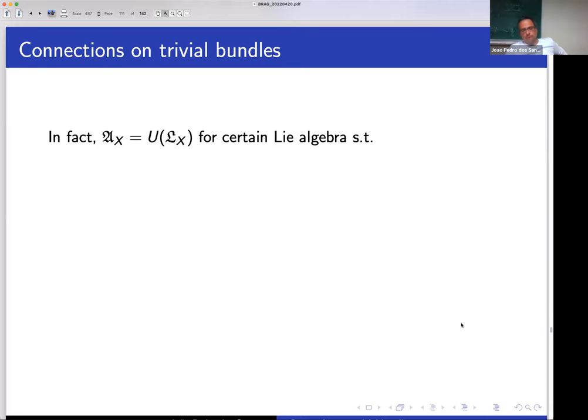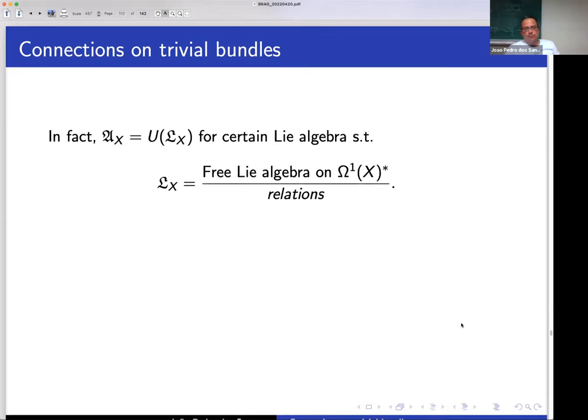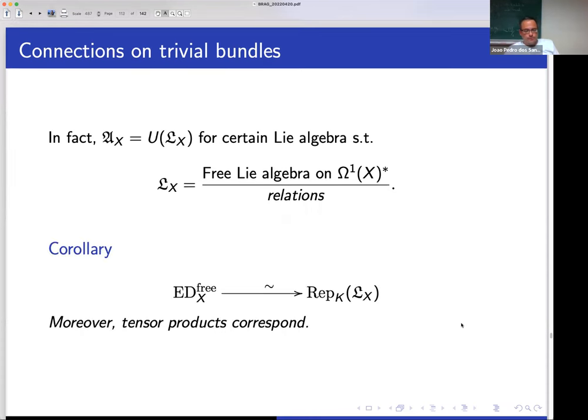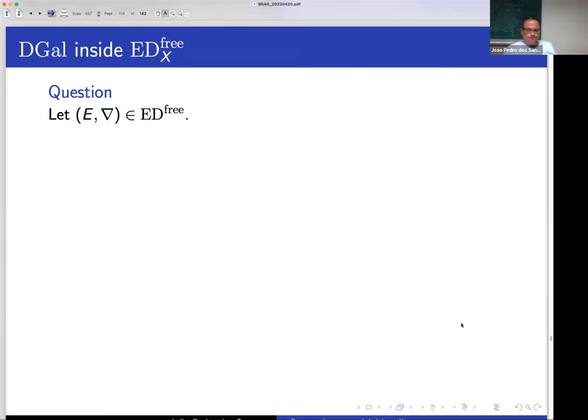And the Lie algebra, of course, is just given by the free Lie algebra on a vector space, and I have to kill some relations. So this is not a finite dimensional Lie algebra. It can be very big, but nevertheless, it's simple to describe. Okay, so let me state that. The category of differential equations on free vector bundles is equivalent to the category of representations of this Lie algebra.